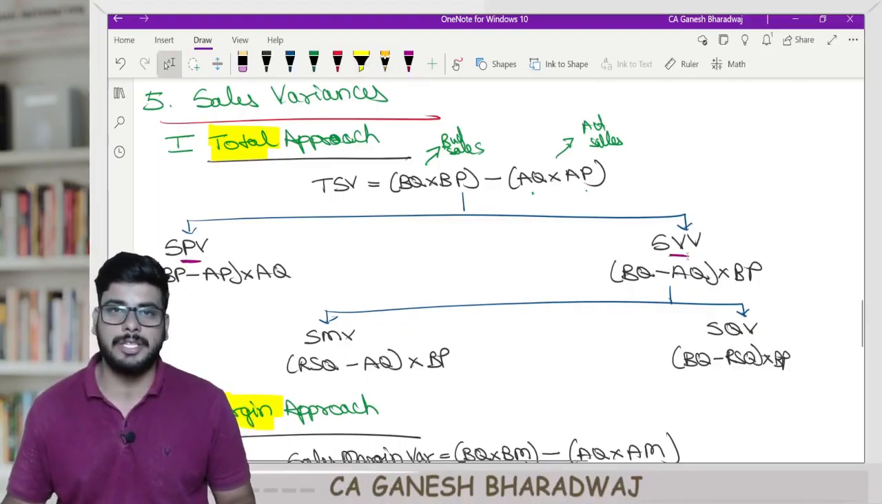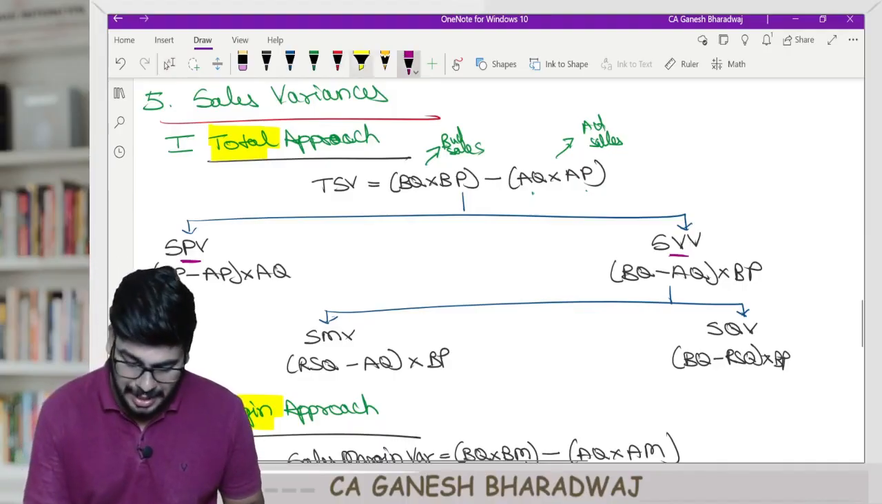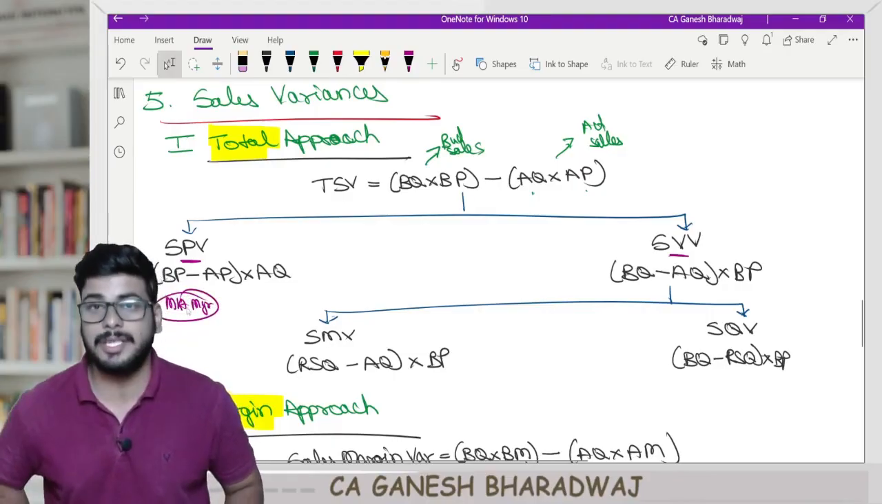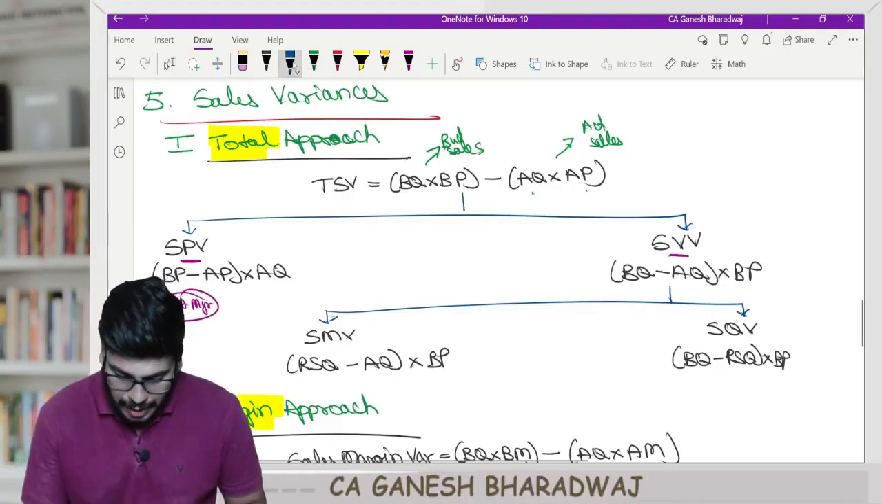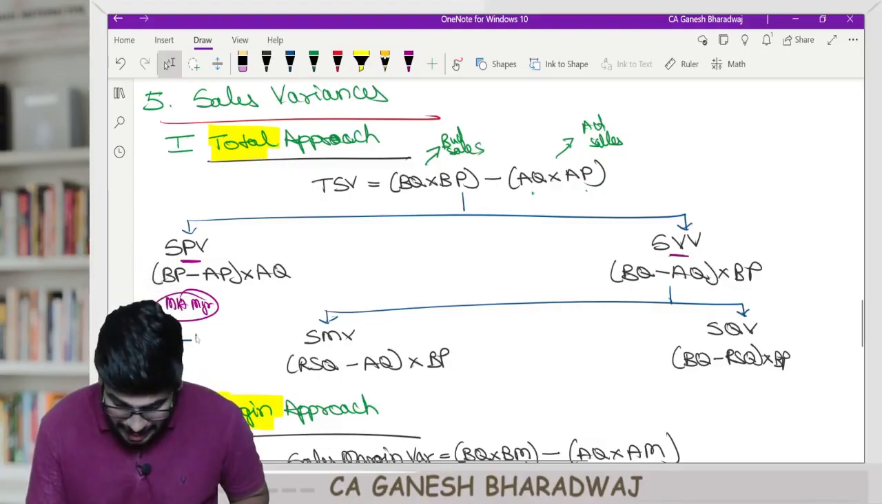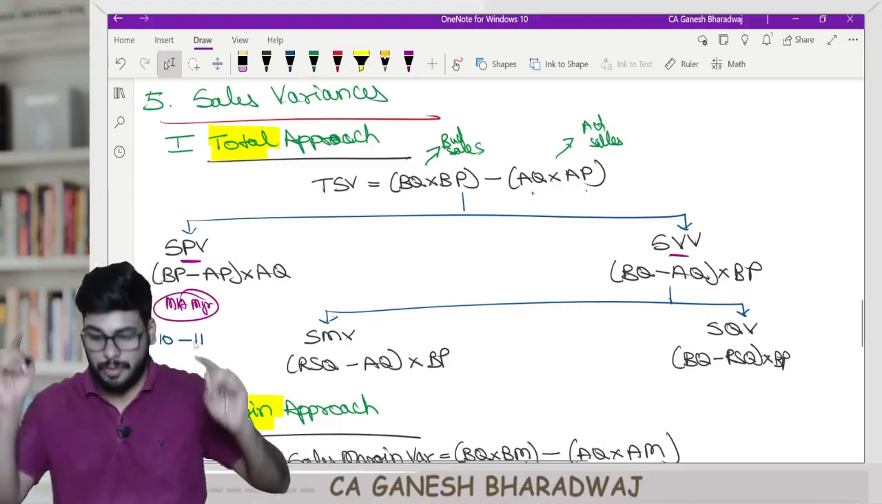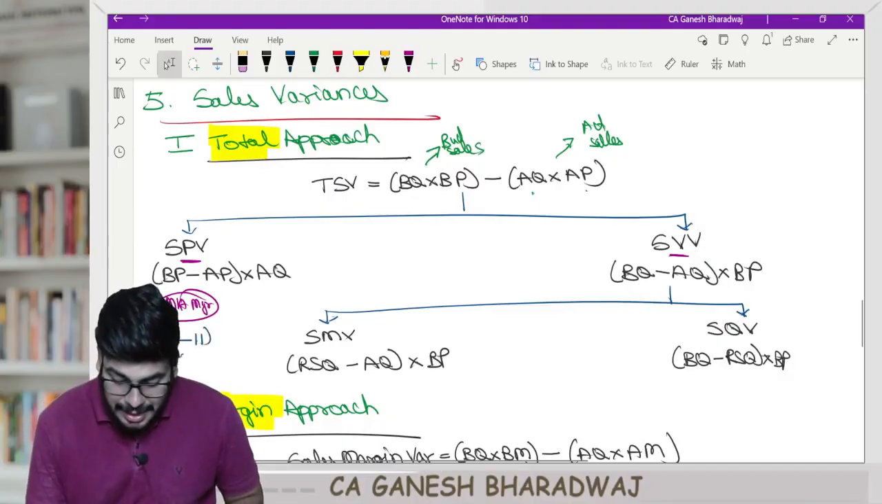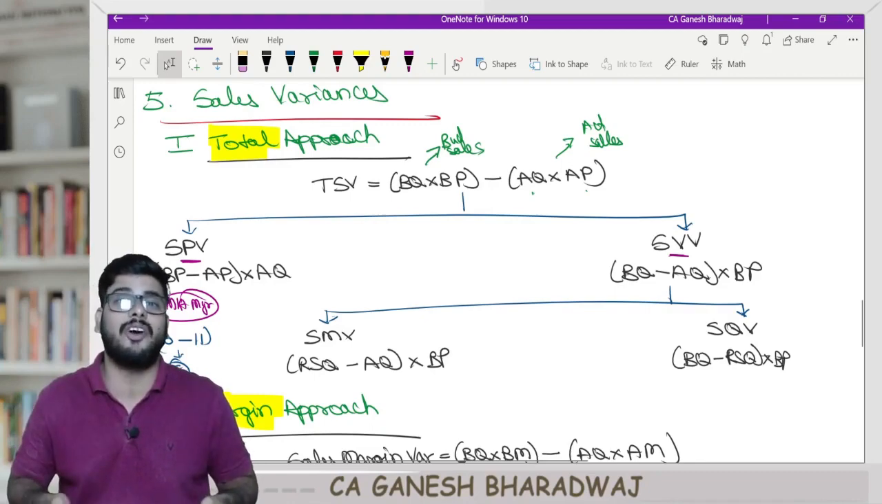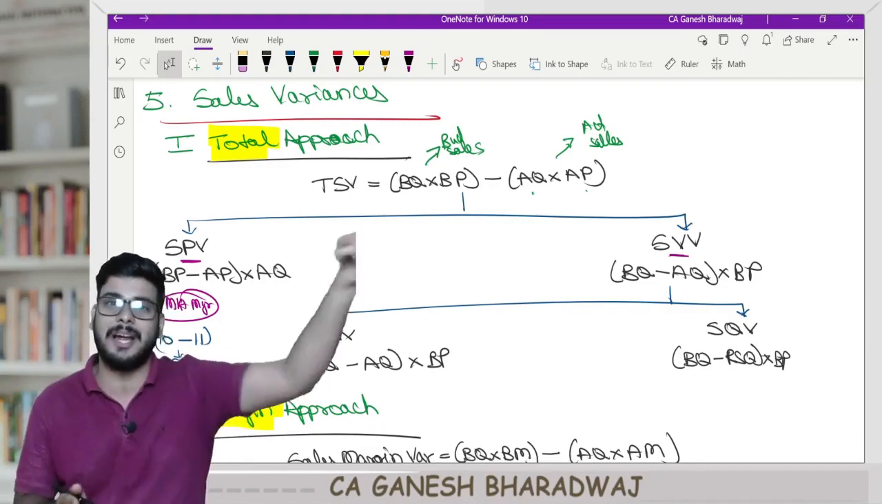Sale price variance. Who is responsible for sales price variance? Your marketing team, your marketing manager. Are you clear with this? This guy fixes your selling price and all that, right? Now every unit I should have sold for 10 rupees. Now guys, this guy was able to sell at 11 rupees. Now what has happened in this case? It's a favorable variance. Why? Sir, 10 rupees or 11, this is not a cost side variance. Had it been cost, it would have been adverse.